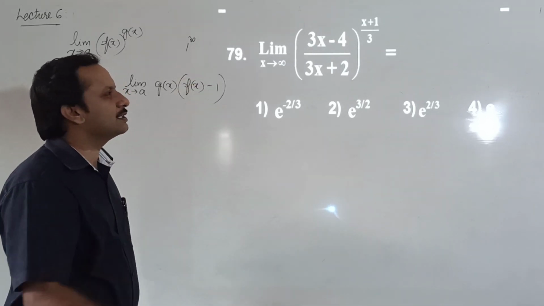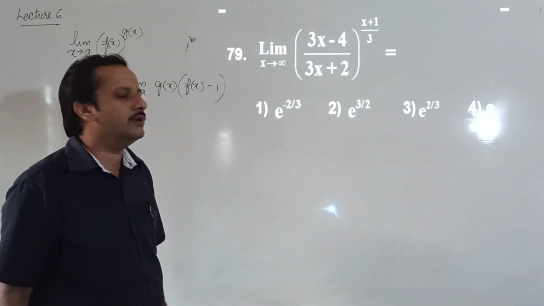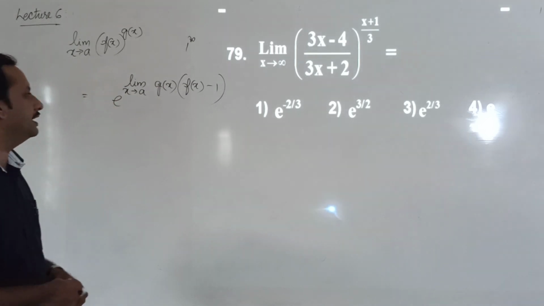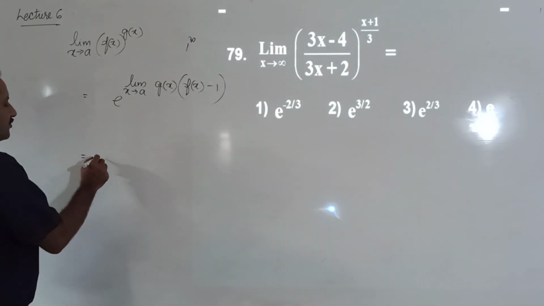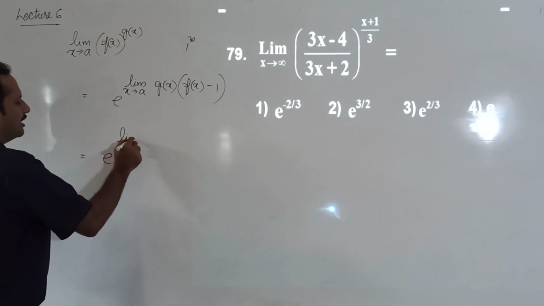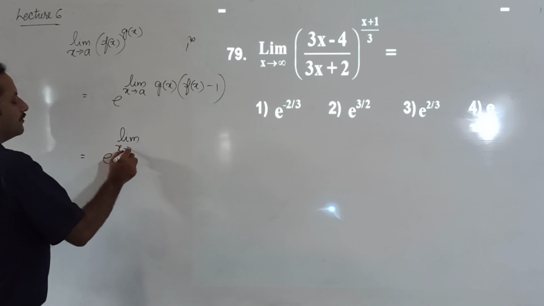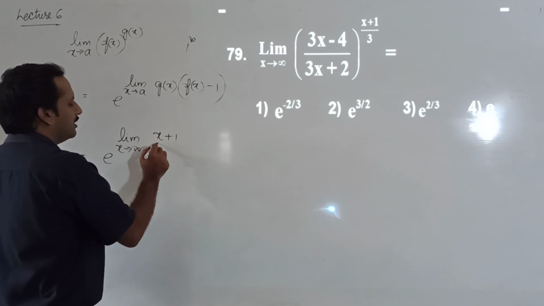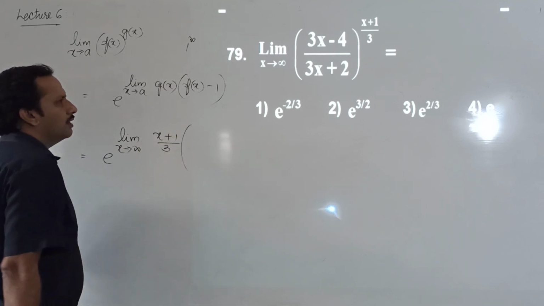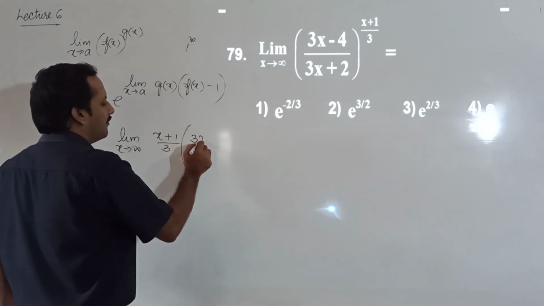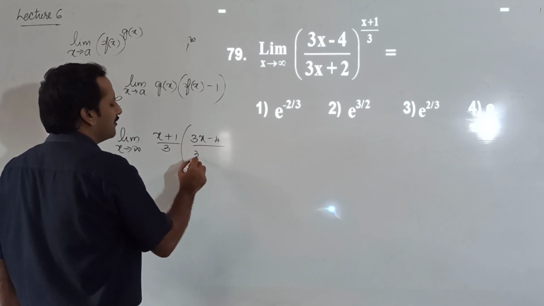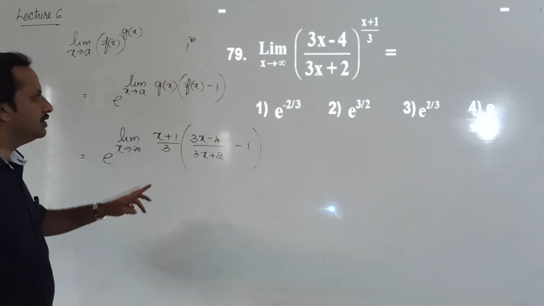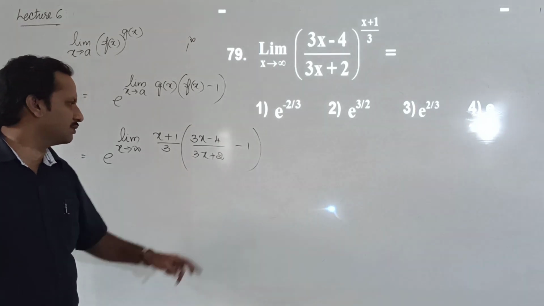And the power x plus 1 by 3 will tend to infinity. So this is also of the form 1 power infinity. So we can use this formula, e to the power limit x tends to infinity g of x into f of x minus 1. In this case, g of x is x plus 1 by 3, and f of x is 3x minus 4 divided by 3x plus 2, minus 1.